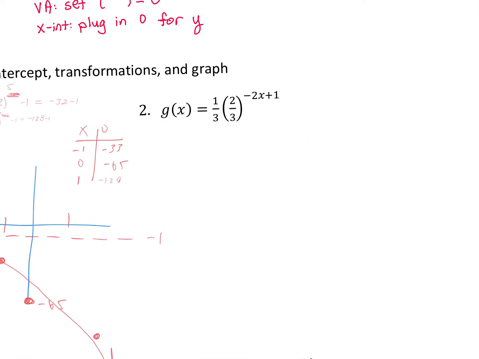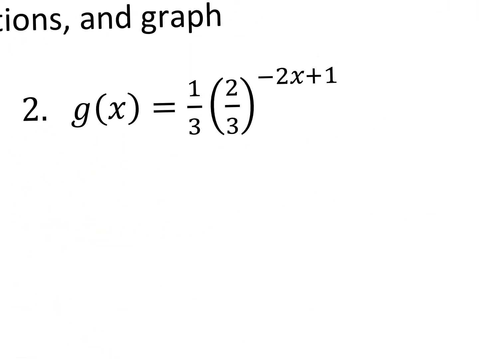So look at number 2. Just looking at this, what is 2/3? Is it a growth or a decay? It's a decay, okay. What does this negative sign out in front here mean? It's going to flip over y, okay. So in your mind, you should be like, okay, over y. What does that +1 do?